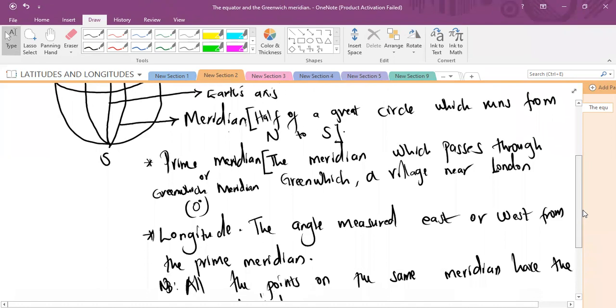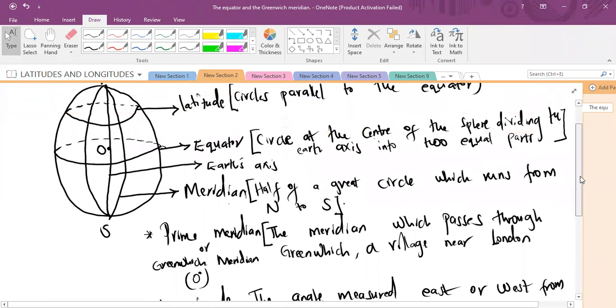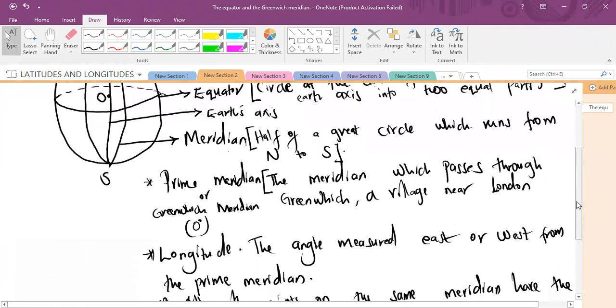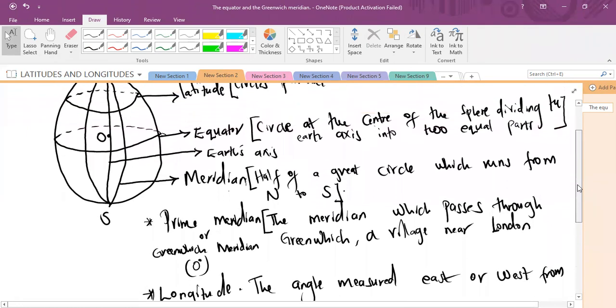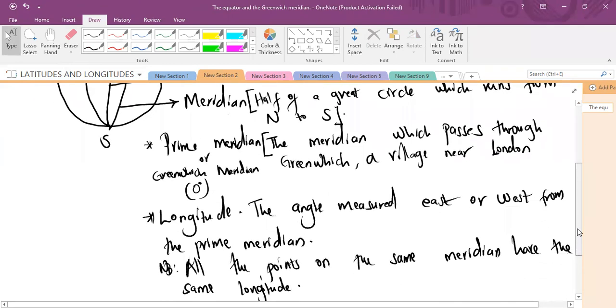Now, longitudes. The angle measured east or west from the prime meridian is what we call the longitude. Okay, the angle that is measured either east or west from the prime meridian. So if this is our prime meridian, then the angle that is measured either west or east from the prime meridian, that's what we call our longitude, east or west.